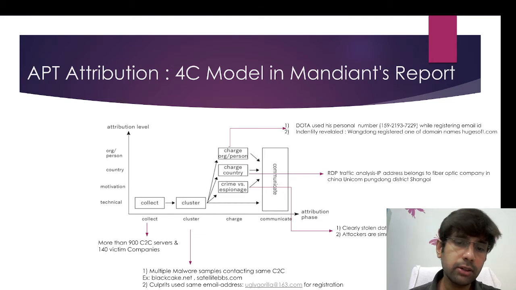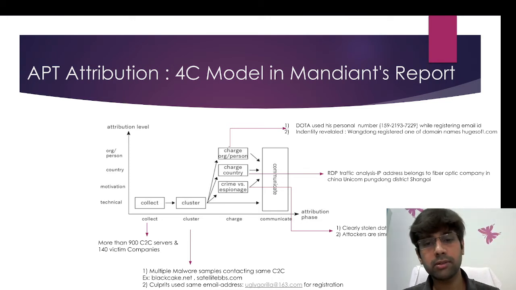The second thing was that the culprit used the same email ID to register various command and control server domain names. This was another mistake by the APT group, which helped progress the investigation further. These are the two things based on which they clustered the malware families.